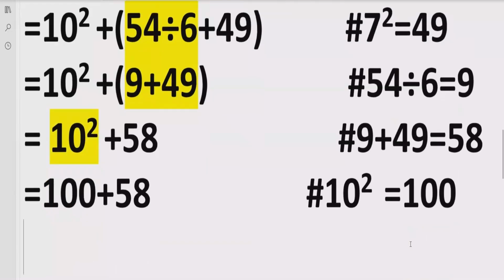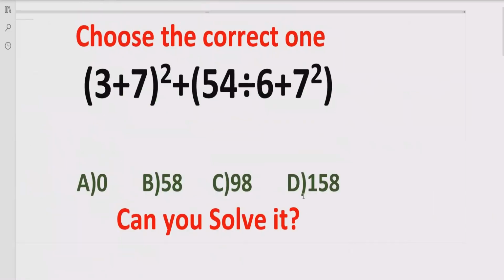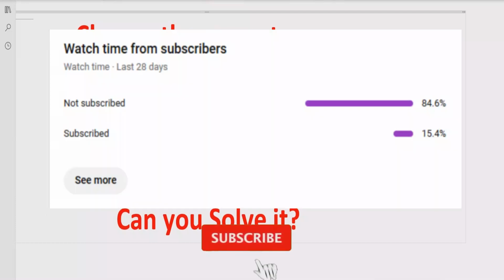Now we have two terms which are adding to each other. So we will add both of them and get the answer, which is 158. So the answer of the given expression is 158. If you see, the answer leads to answer D as the correct answer of this expression. So this is the way you can solve the given expression using PEMDAS and BODMAS method and find out the correct answer.